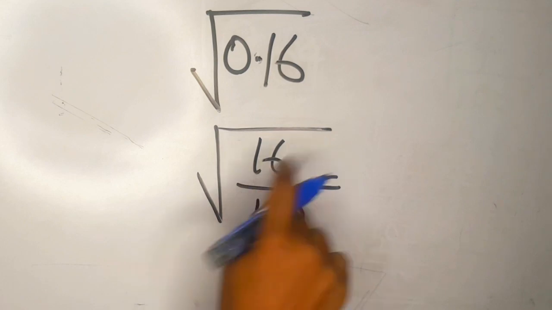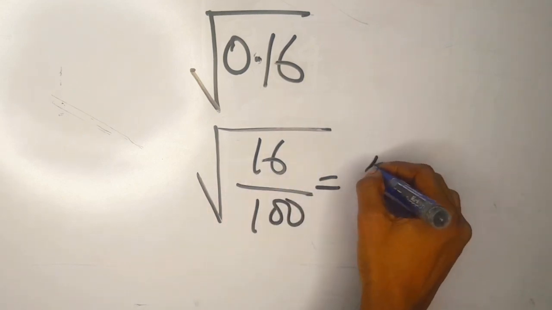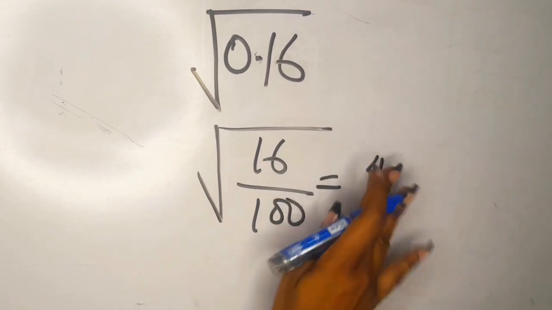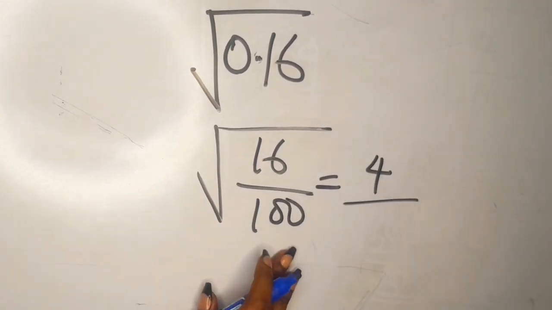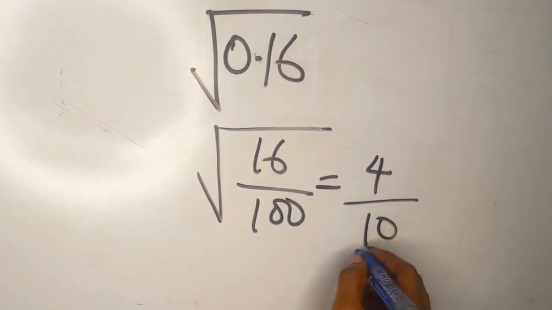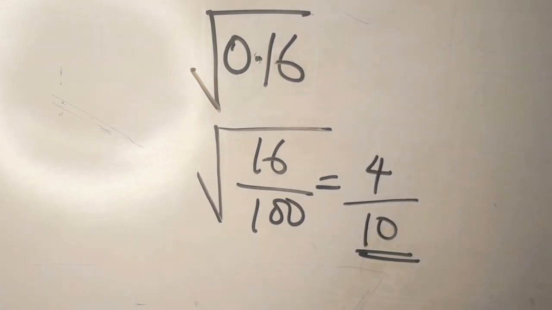Then the square root of 16 is 4, because 4 times 4 gives us 16, and the square root of 100 is 10, and our answer is 4 over 10.